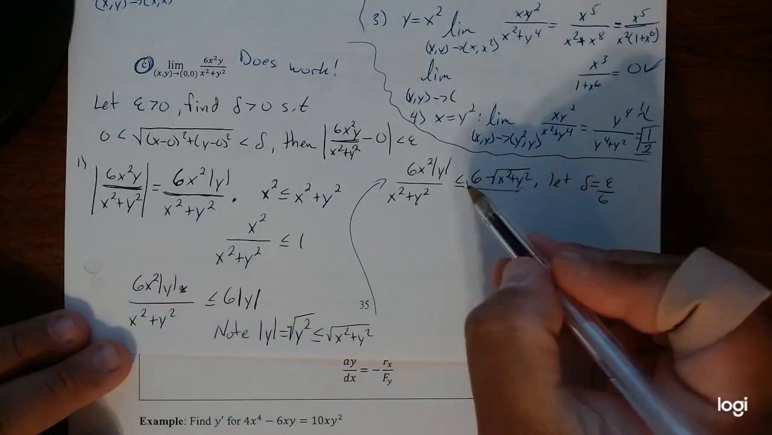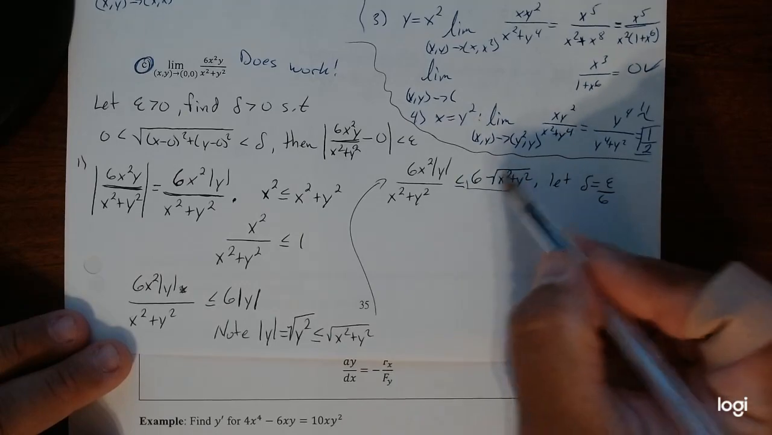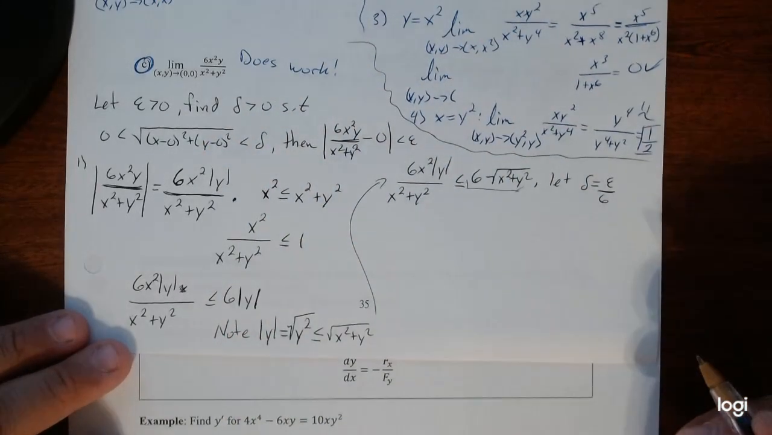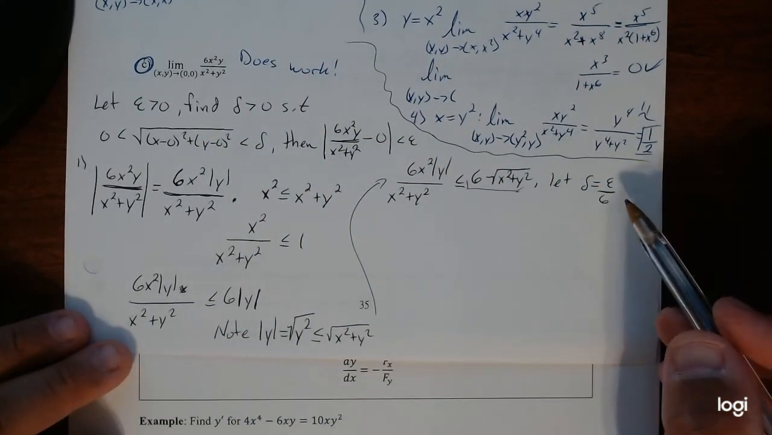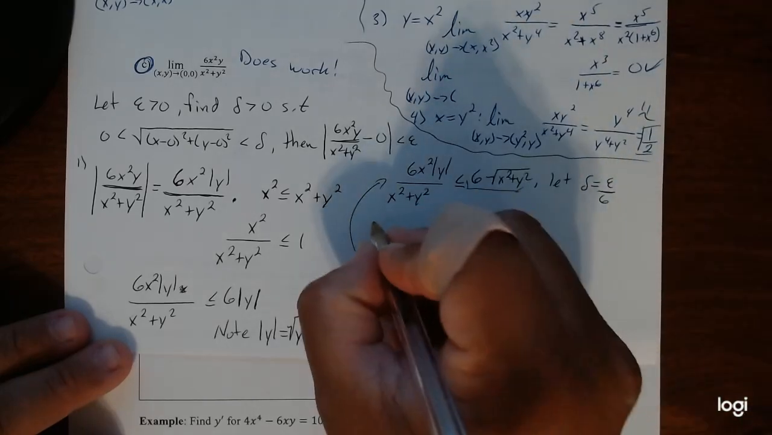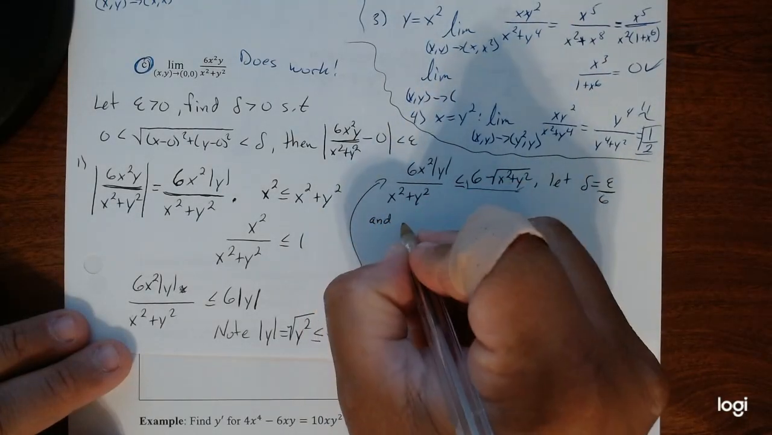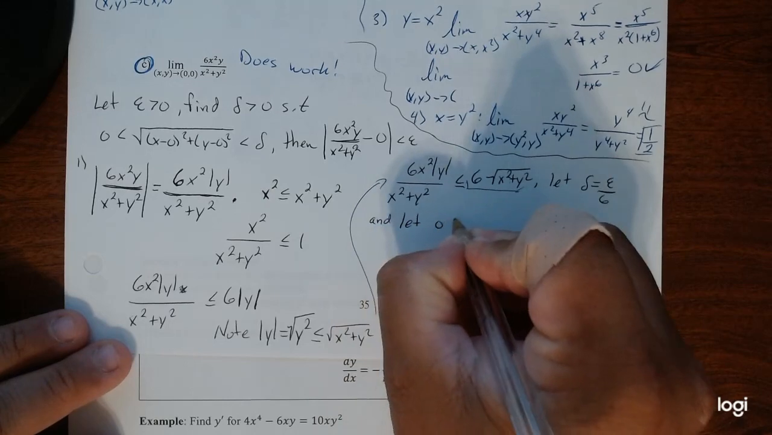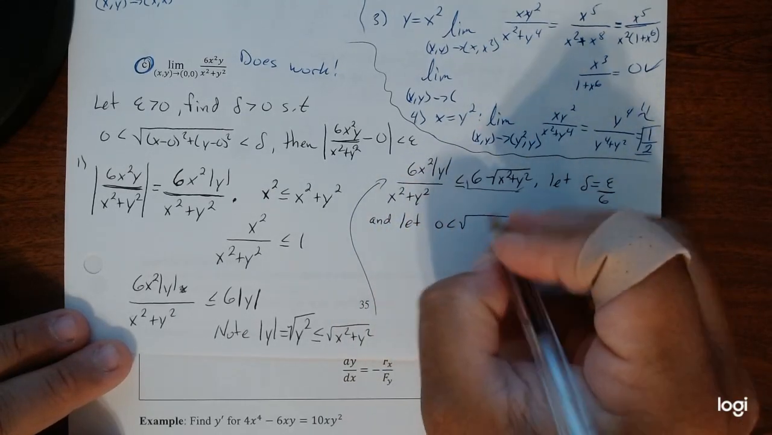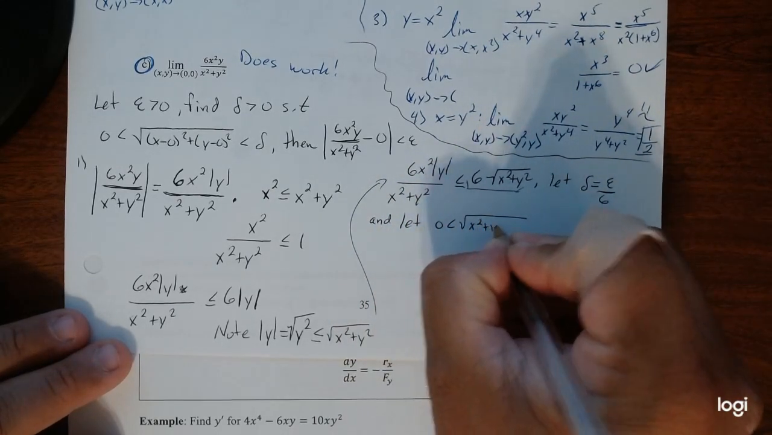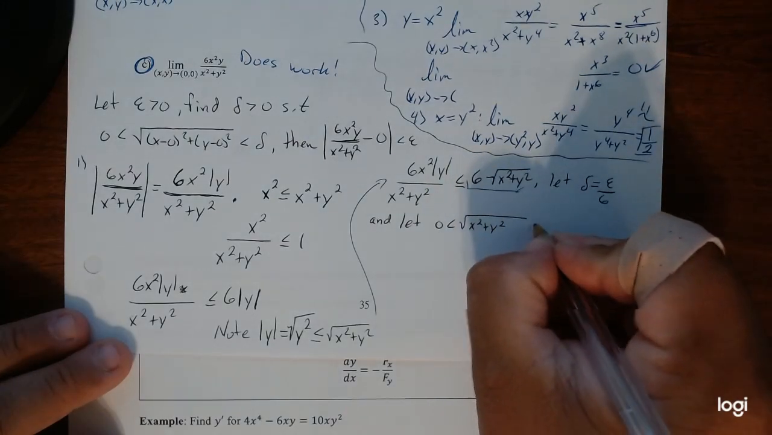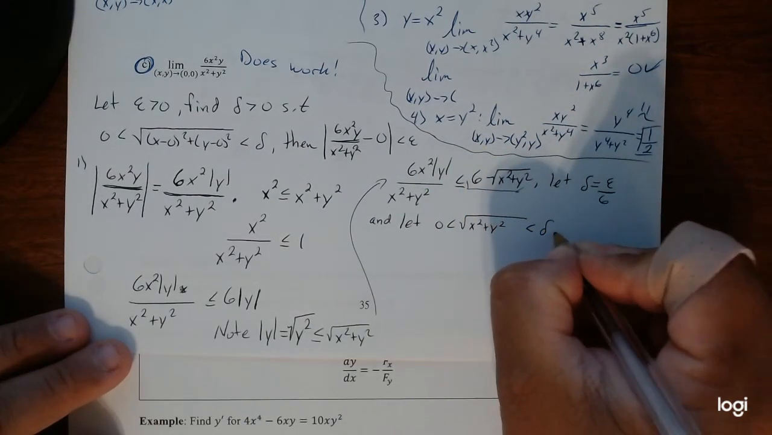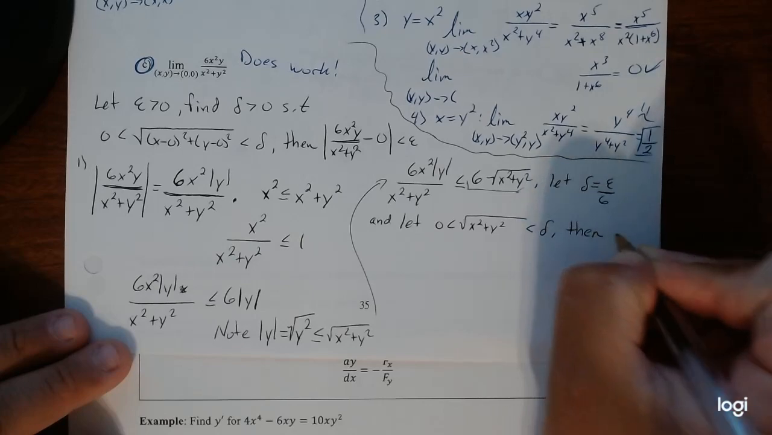And why divide by 6? Because when we divide over, it gives us the epsilon by itself, right? That's what we wanted. So let delta equal epsilon over 6, and let 0 be less than the square root of x squared plus y squared, which is less than delta. Then we just work our way backwards.